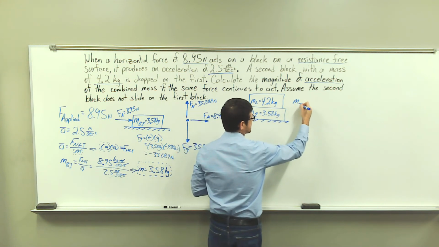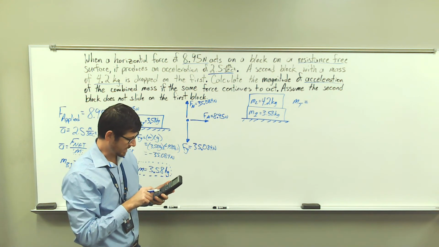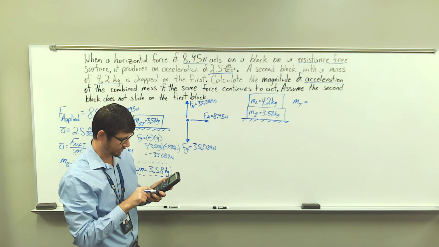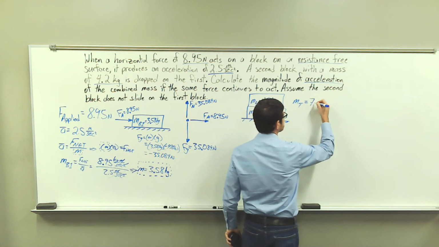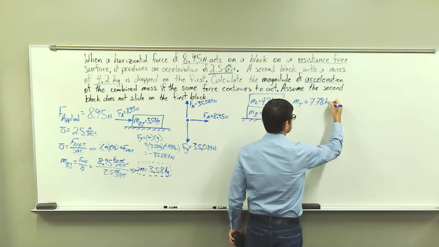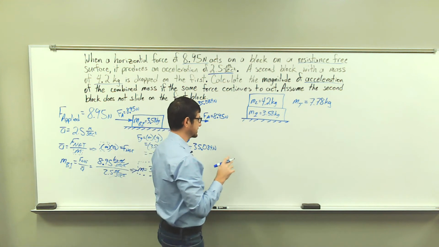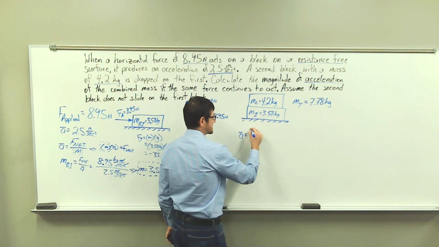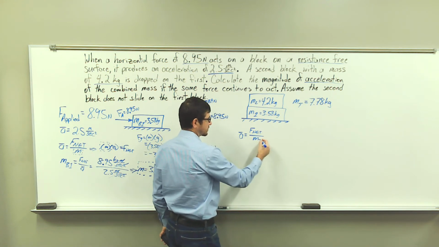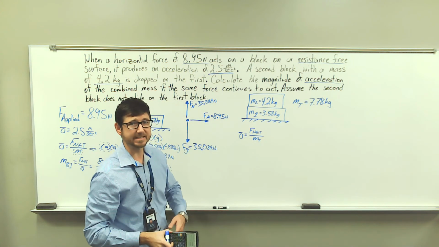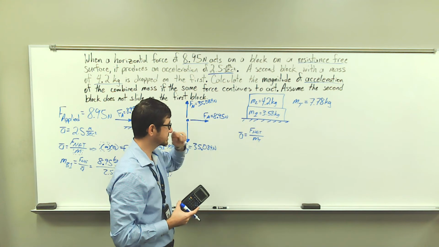And our total mass, so I'll use the subscript of T for total. I've got 4.2 plus 3.58. This gives me 7.78 kilograms. So once again, we're going to use Newton's second law of motion. So acceleration is equal to the net force divided by the mass. And in this situation, I'm going to add that subscript of T for total mass because that's what we're taking into consideration.